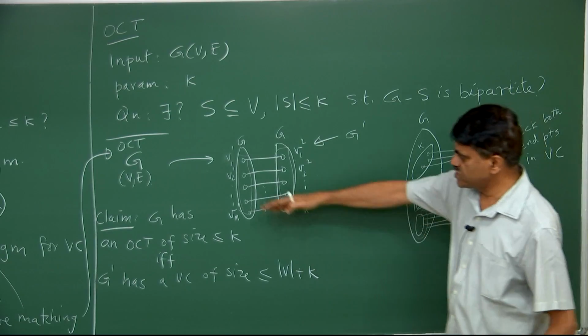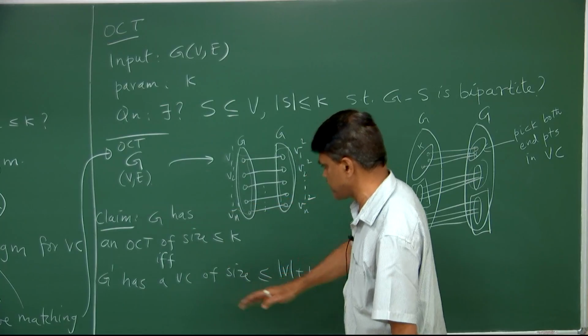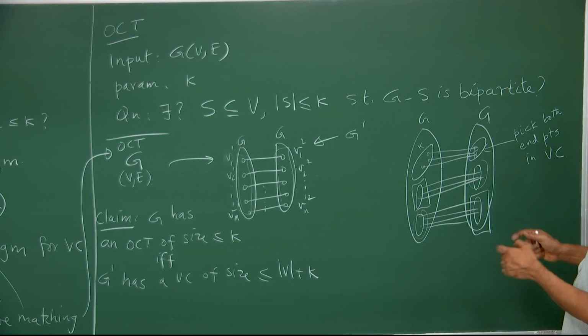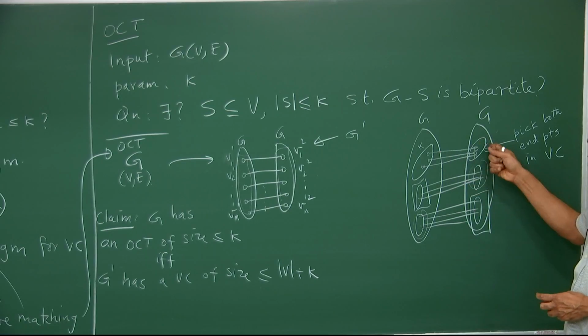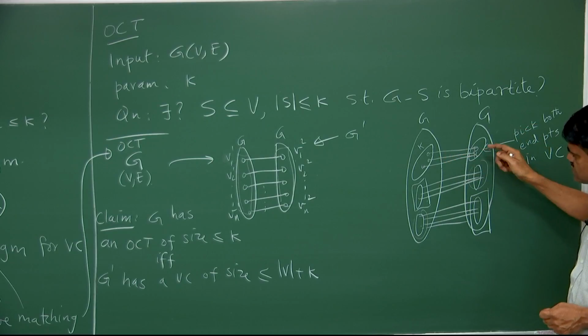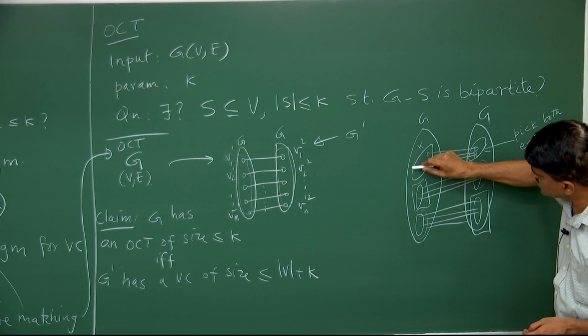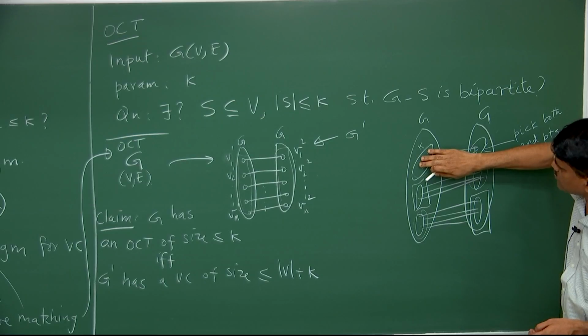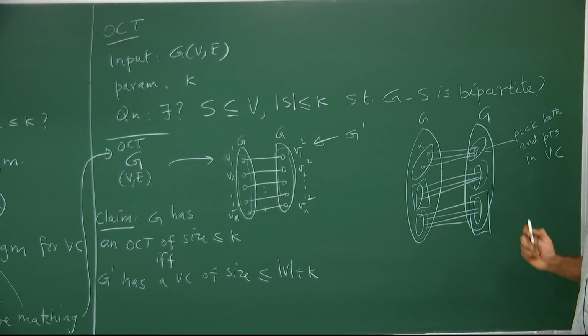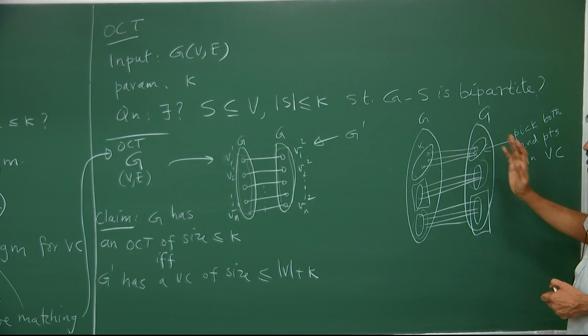So, in one direction, if you have an OCT of size at most k, there is a vertex cover of size at most |V| plus k. Conversely, if you have a vertex cover of size at most |V| plus k, that means for at most k of these edges you pick both endpoints. So, find those edges, and they correspond to a set of vertices. I claim that if you delete those k vertices, what you have is a bipartite graph, and you just basically reverse the argument.